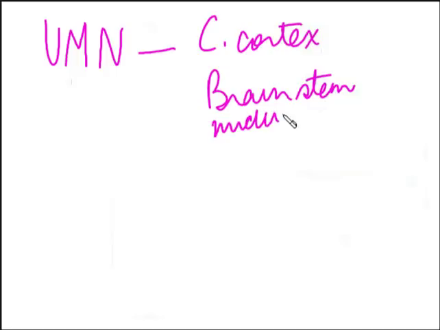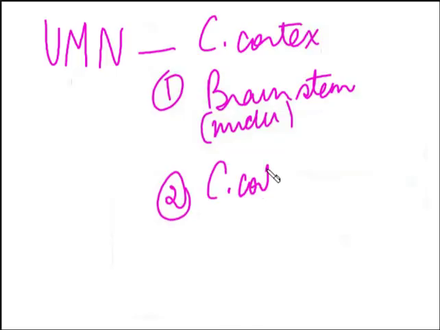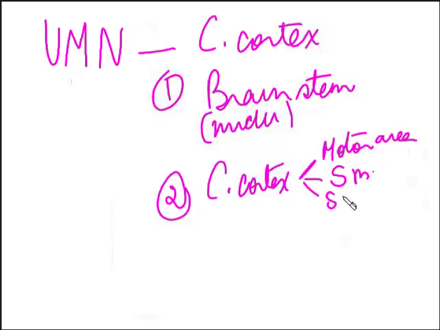The second thing that we said was the ones which arise from the cerebral cortex, and most of which arose from that motor area, and then the other ones which lie close by, the supplementary motor area, the superior parietal lobule, and so on. We called these the corticospinal or the corticonuclear fibers.